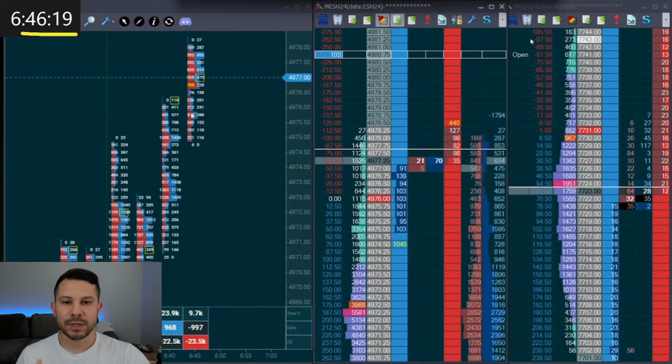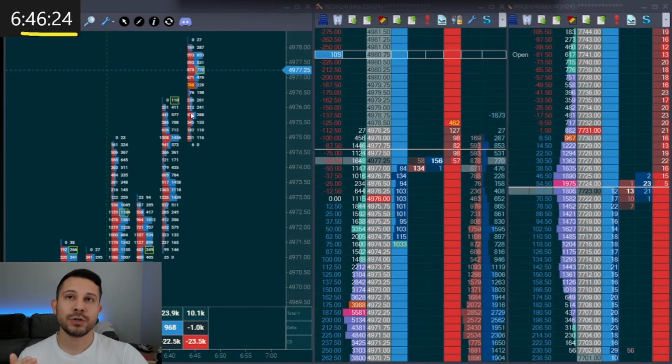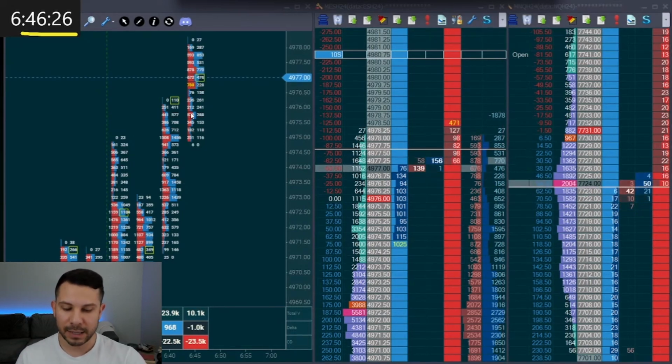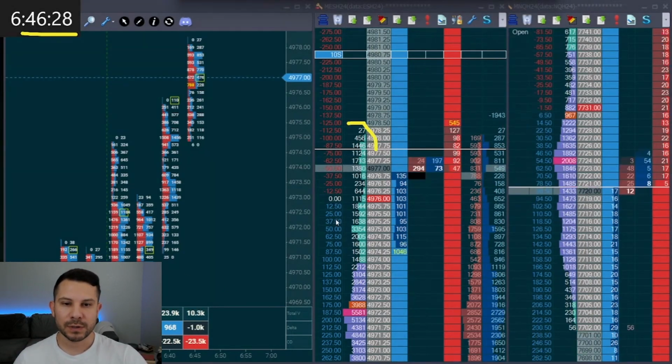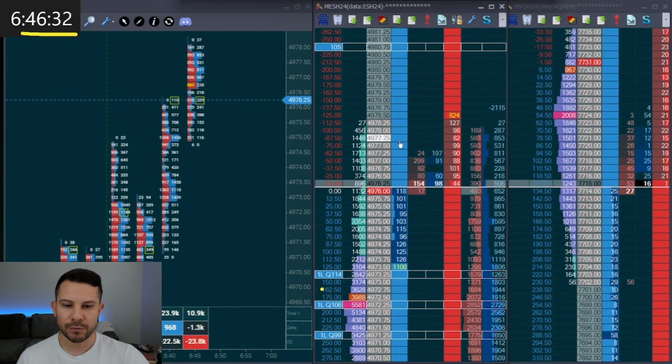So right here, I'm going to be moving the DOM a little bit because at this point, I'm going to start to put in my orders to take profit back into the balance zone. Again, just referencing the same areas, the value area high, the mints levels, I'm going to be putting my orders to fill near the point of control, right?